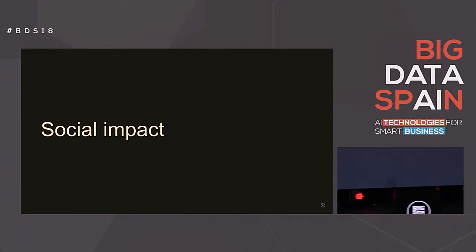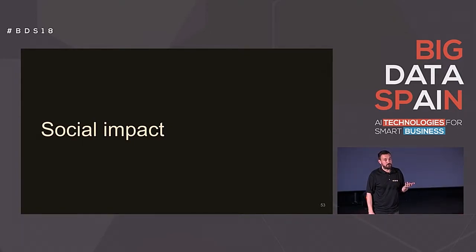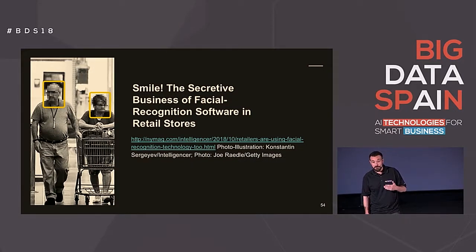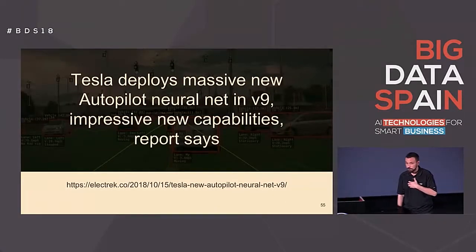So what is the social impact right now of face recognition? Okay, face recognition is in companies, it is in your life. Companies and governments are trying to know where you are, what you are doing here, who you are. The retail stores are using face recognition to know how many times you go to their store. Maybe they don't know your name, but they know that you are there and you are buying something.